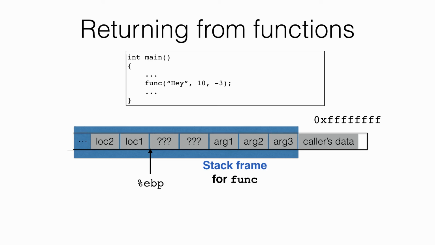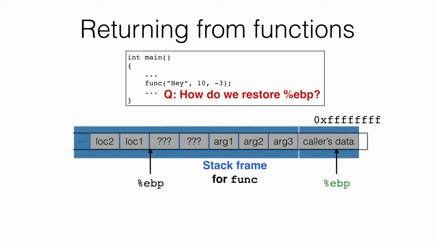Now let's see how we implement returning from functions. Here we see main, which has called the function func that we were just looking at, and we see the stack frame for func here at the bottom of the slide. Here's the caller's data for main that we've saved. Now, when we called func, main was using the frame pointer, just as func is, to access its own local variables. When we return from func, main is going to want to use the same frame pointer that it had before, so that when it goes to access its variables, it's going to the right addresses. So the question is, how do we save and restore the frame pointer so that this works properly?